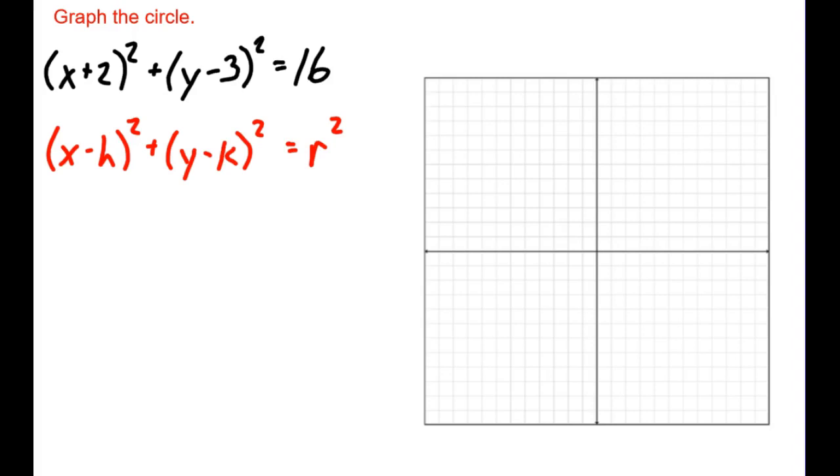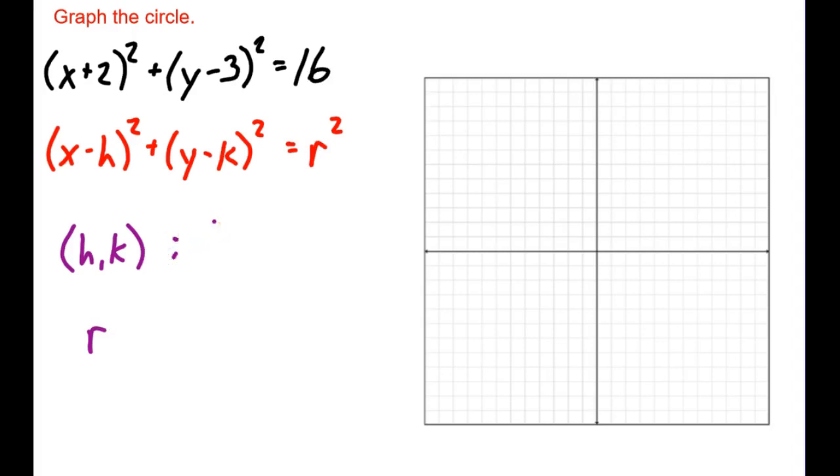Next, we're going to review how to graph a circle. So we have the equation x plus 2 quantity squared plus y minus 3 quantity squared equal to 16. You have to recall the general formula for the equation of a circle. It's x minus h quantity squared plus y minus k quantity squared equal to r squared. So the two main things we need to identify in this case are the ordered pair h, k, which represents the center of the circle, and the value of r, which represents the radius.